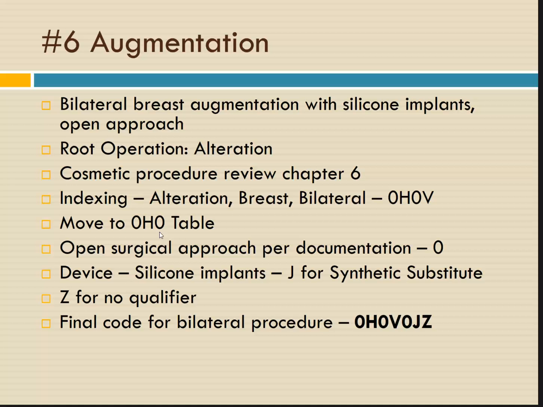You move to the 0H0 table. We already know, based on our clinical information, it was an open surgical approach. We choose that, which is 0. Was a device left in this patient? Yes. These silicone implants were left in her at the end of the surgery. We want to reflect that with the J for synthetic substitute on that particular area for the device character value on the table. Then Z for no qualifier.